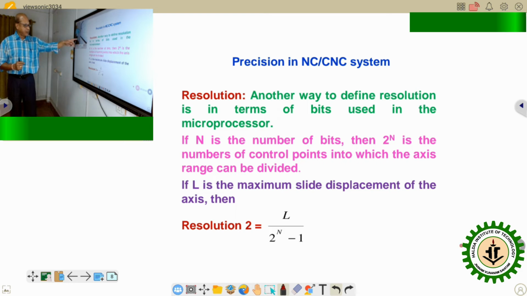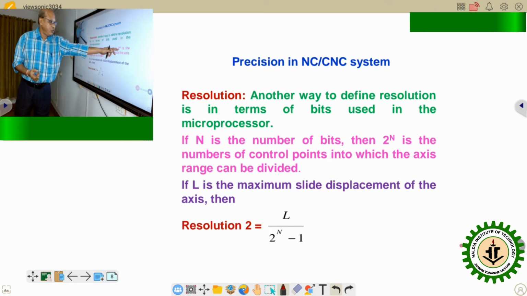Now coming to another way to define resolution, in terms of bits used in the microprocessor. In the case of CNC, everything is processed and your values are stored in the form of binary. So microprocessor capacity depends on the bit storage capacity. If n is the number of bits, then since it is in binary form, either 1 or 0, there are only two possibilities. So that is why 2 to the power n is the number of control points into which the axis range can be divided.